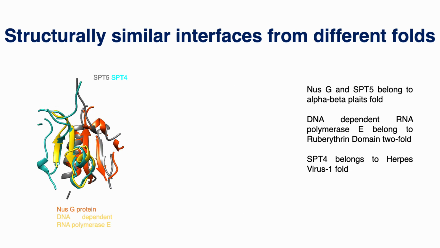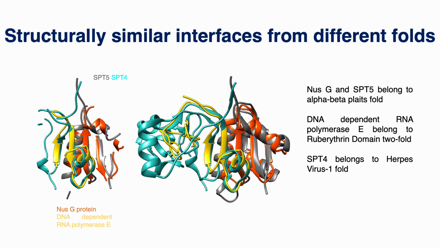So we have the NusG protein, which is in orange, and DNA dependent RNA polymerase, which is in yellow. They are a complex which interact with each other. And then we have SPT4 and SPT5, which are in some shade of green and gray. If you look at the interface, you will see that it is very structurally similar. But when you look at the whole protein, you will notice that SPT4 is not structurally similar to the DNA dependent RNA polymerase E. So they belong to different folds.